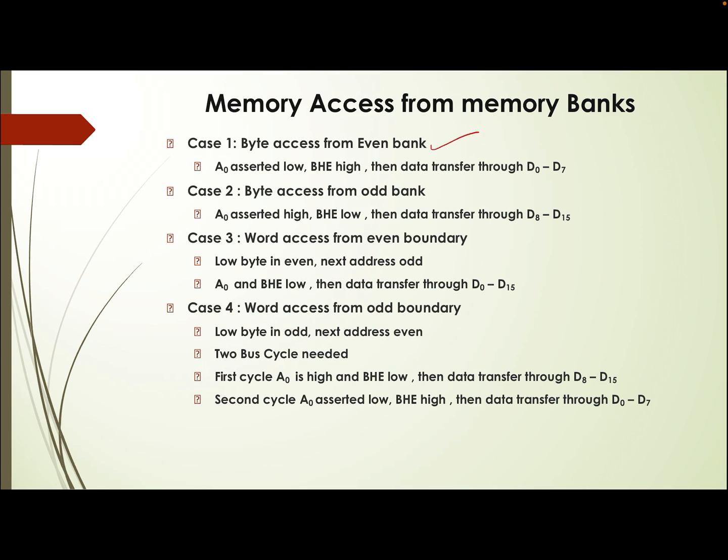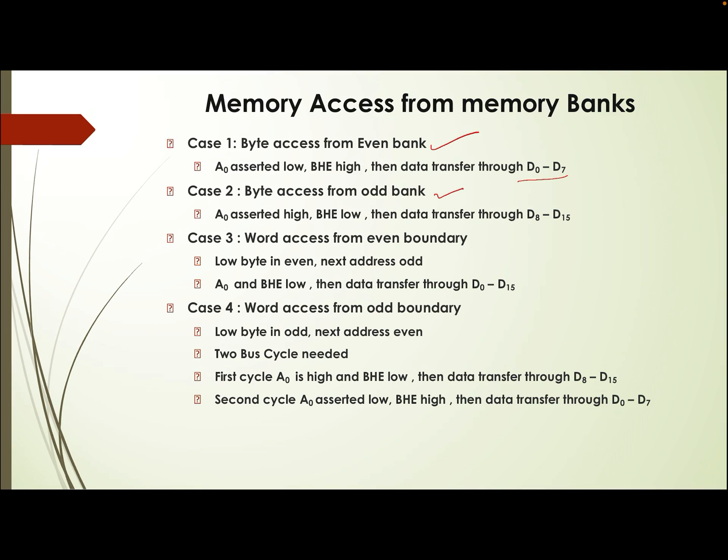In this case, as we saw in the previous slide, A0 is made low and BHE is made high, because the signal A0 is for selecting the even bank and BHE is for selecting the odd bank. So here A0 is made low and BHE is made high. Then the data transfer is done through the lines D0 to D7. As we know, D0 to D7 are connected to the even bank.